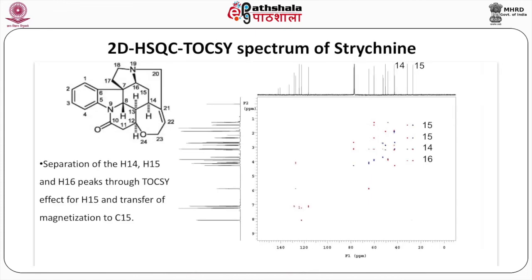And again we see the 2D HSQC TOCSY spectrum of strychnine. Separation of the H14, H15 and H16 peaks through the TOCSY effect for H15 and transfer of magnetization to C15 can be seen. Here the x-axis is the carbon chemical shift and the y-axis is the proton chemical shift.